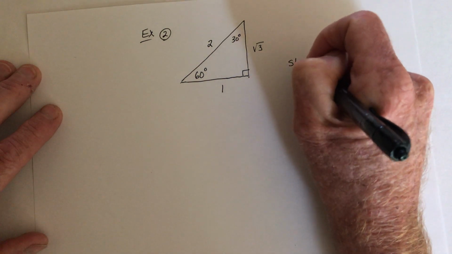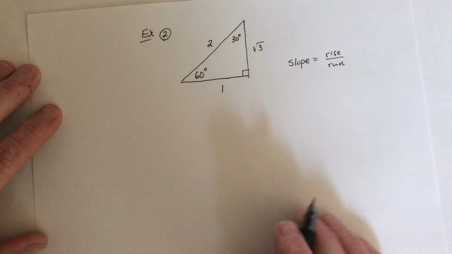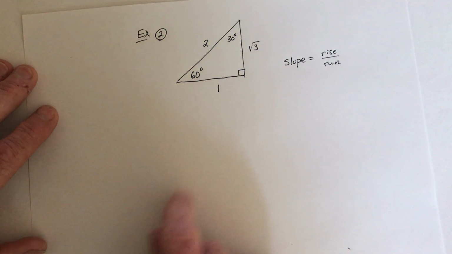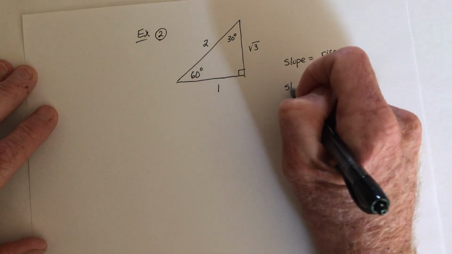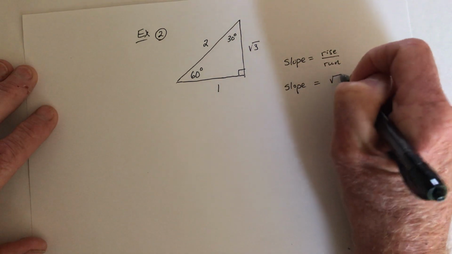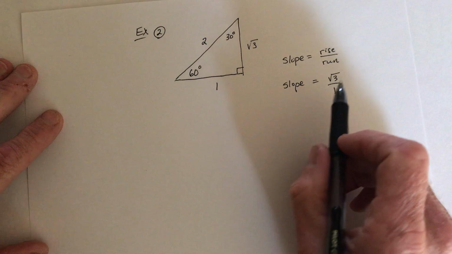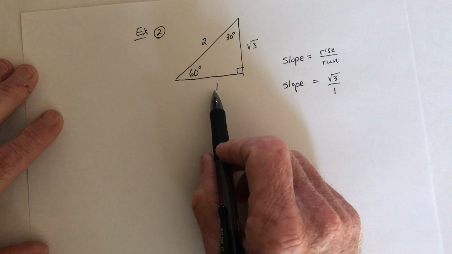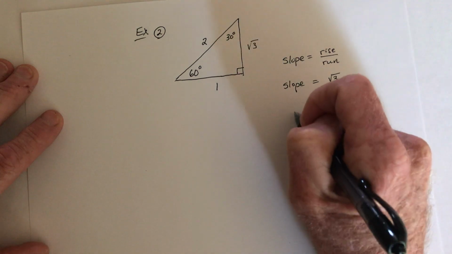So then, what's the slope? So we're doing a little combination of geometry, trigonometry, and even algebra. Slope equals rise over run. So rise would be this one, run would be this one. So the slope would be the square root of 3 over 1. Well, what else would be the square root of 3 over 1? This is the opposite, and this is the adjacent. So opposite over adjacent, that's tangent.